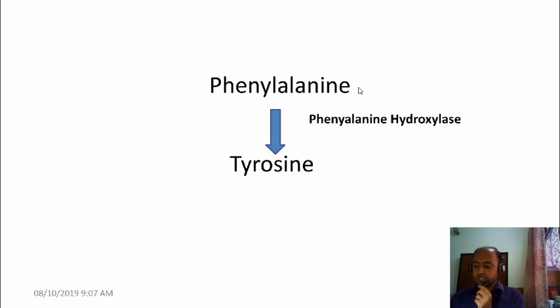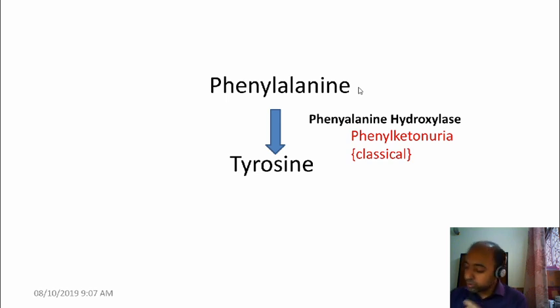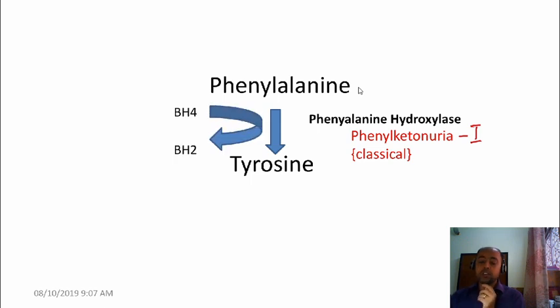In some individuals, the phenylalanine hydroxylase may not be there, or it is greatly decreased in amount, giving rise to the condition known as classical phenylketonuria, which is nowadays known as phenylketonuria type 1. Please note, deficiency of phenylalanine hydroxylase gives rise to phenylketonuria type 1, also known as the classical PKU.